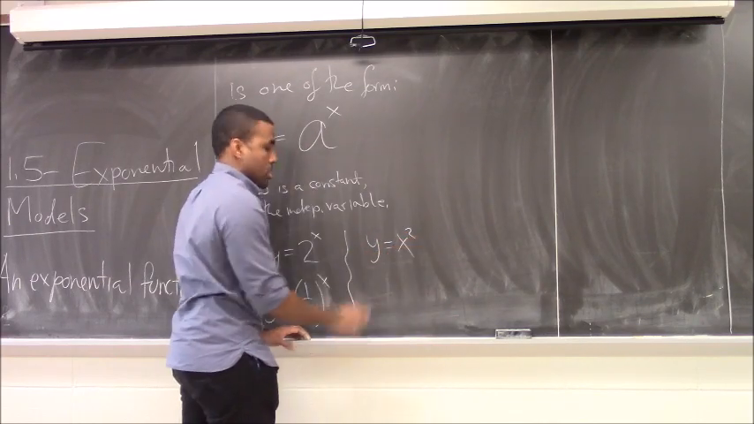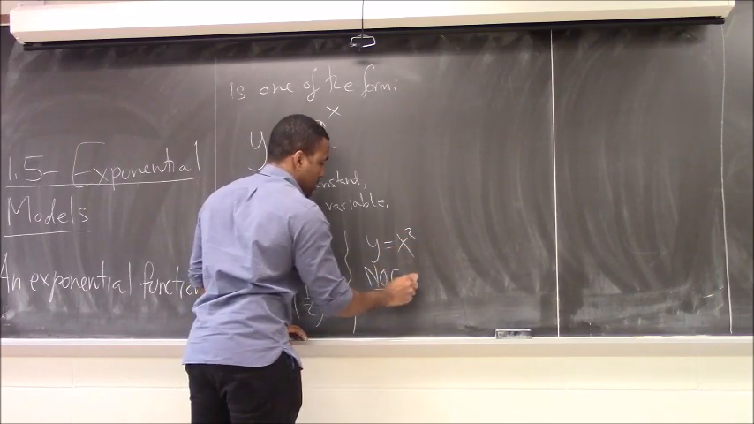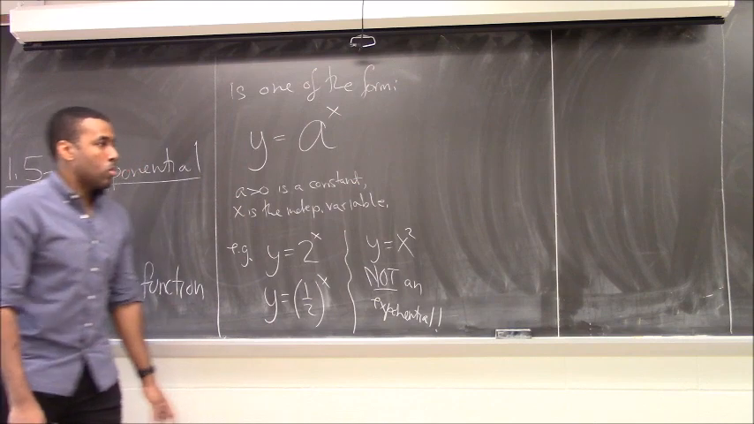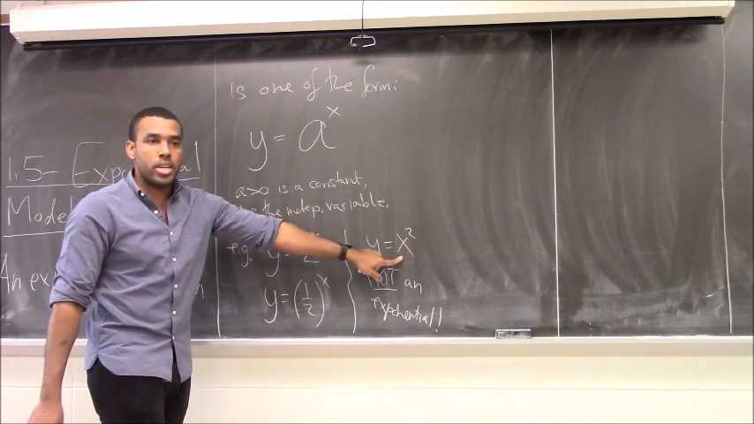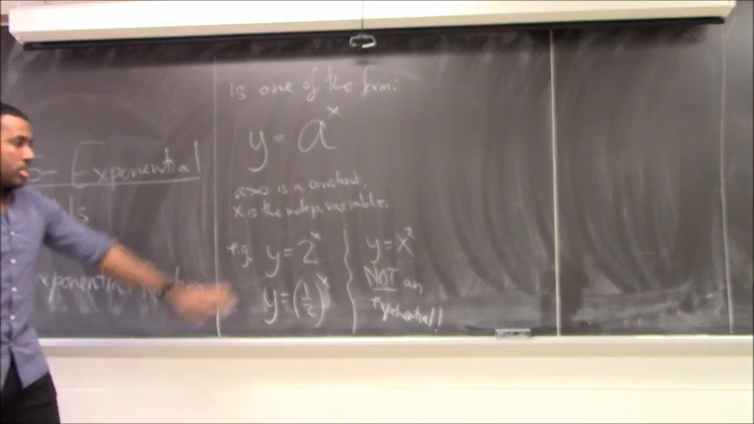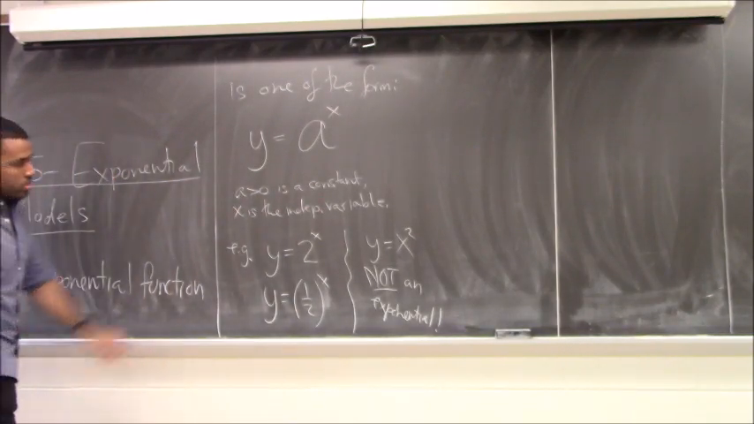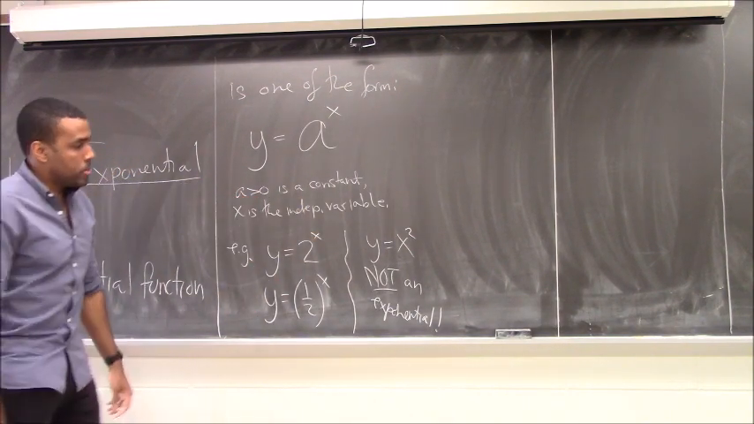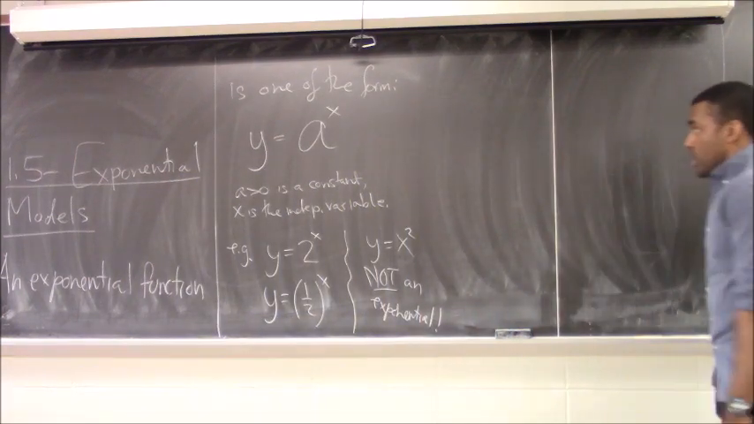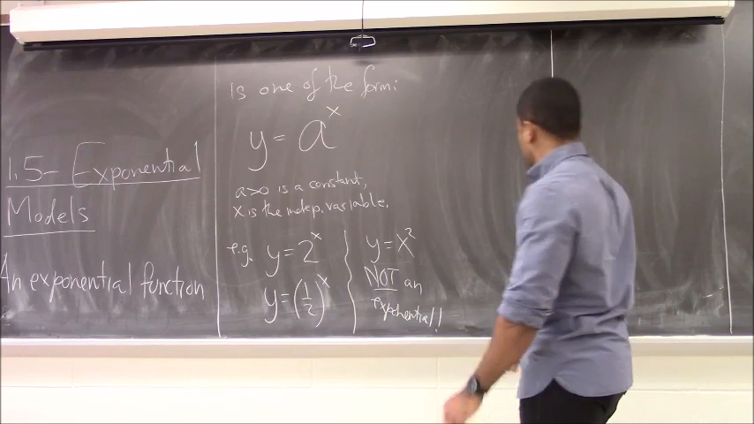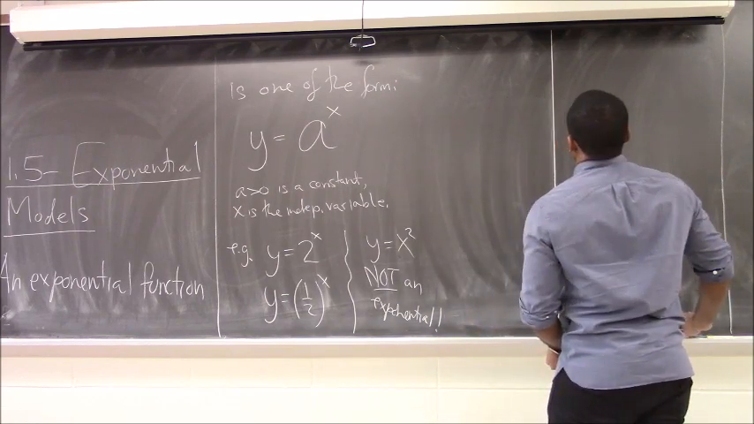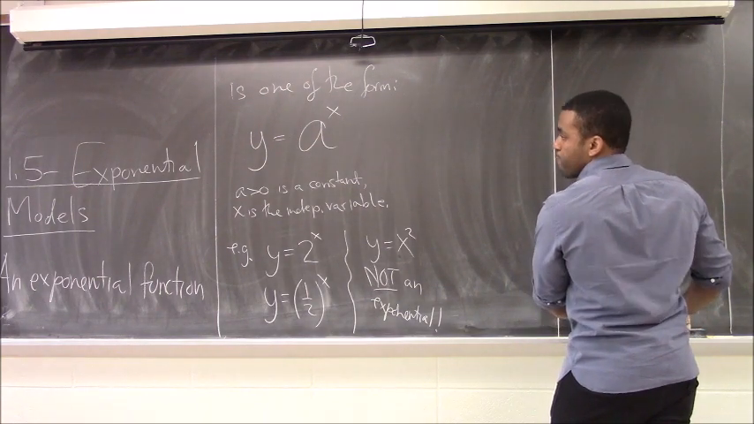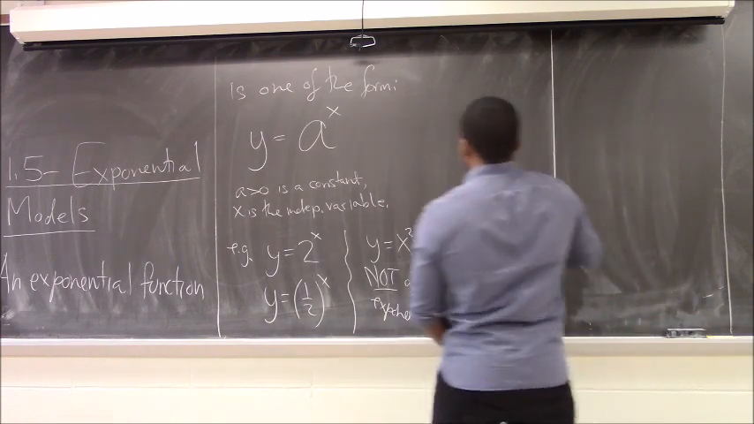Y equals x squared, not an exponential function. Right? Here the base is a variable, whereas for an exponential function the base is the constant. Okay? So don't just think of anything raised to a power as exponential. That's not what it means. If the base is a number, it's a constant, and the power is a variable, you can think of it as exponential. Okay? And this is a special kind of function. So we're going to talk a bit about this function. Let's see. Maybe we can fit it here.